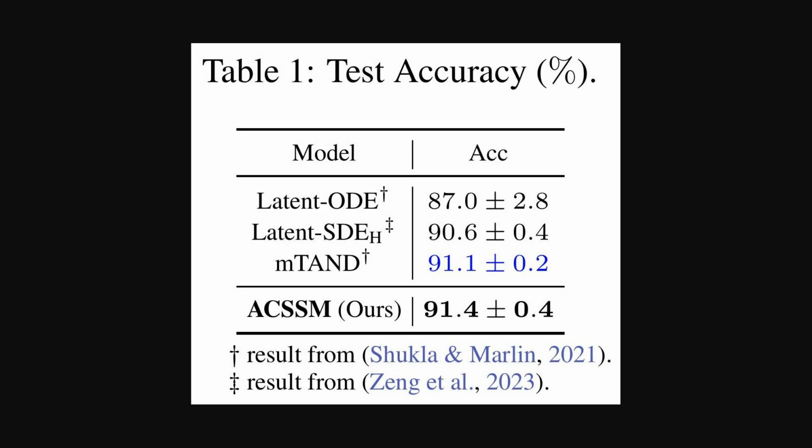Okay, so beyond that test mean squared error, Table 1 now shows test accuracy in percentage. This tells us how often the model correctly classifies new data, and higher is better. The amortized control of continuous state space model hits 91.4%. This is better than latent ODE models, which use ordinary differential equations, equations for smooth, non-random changes for their hidden states, and also better than latent SDE models, which use those stochastic differential equations we talked about earlier. It also just edges out MTAND, showing good classification performance overall.